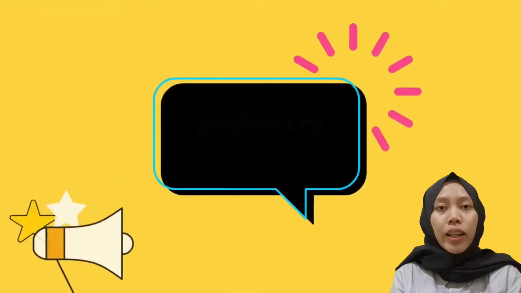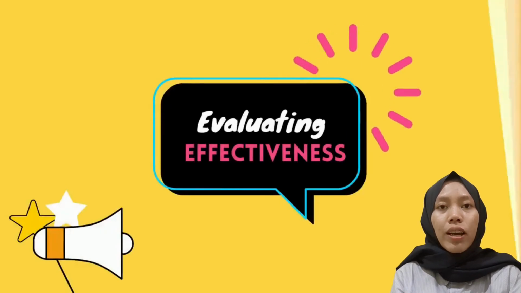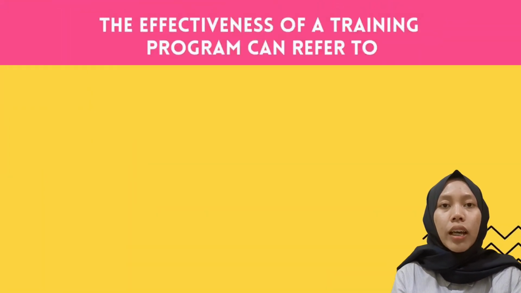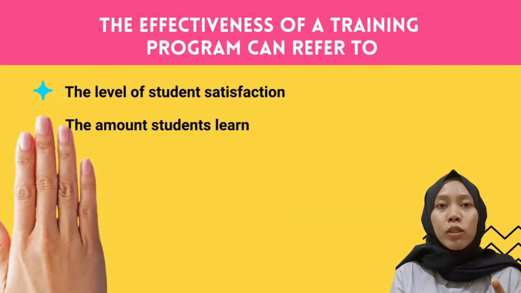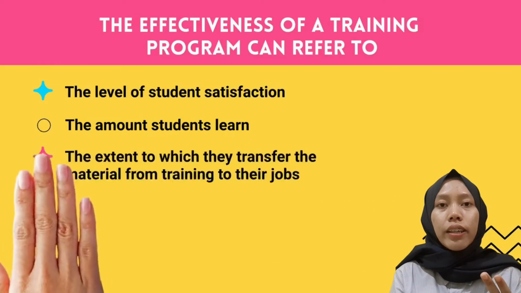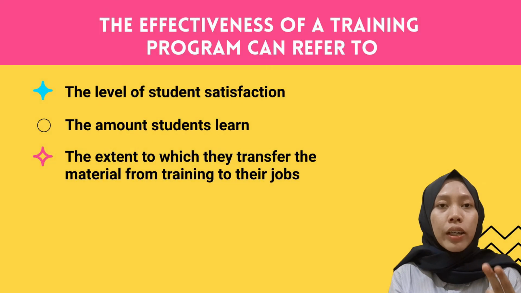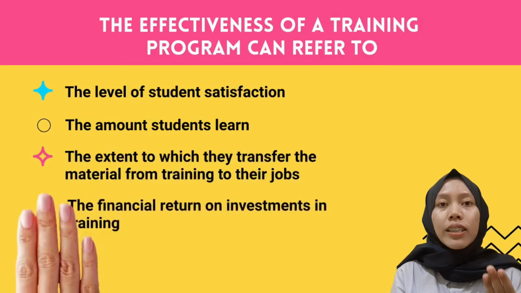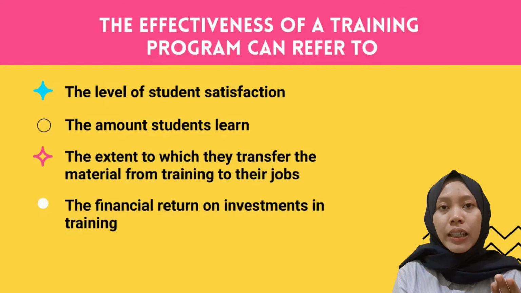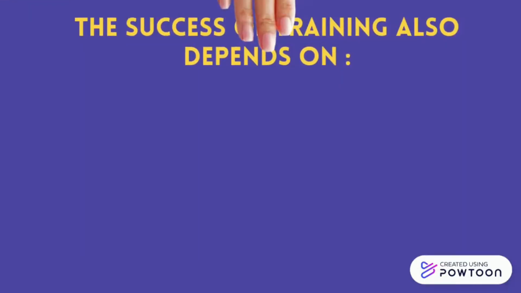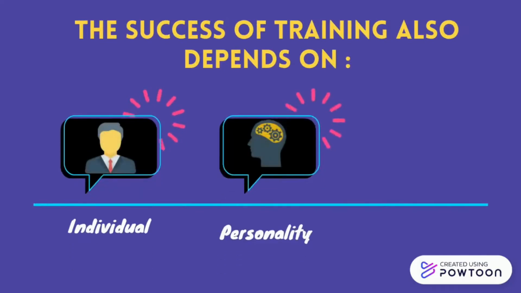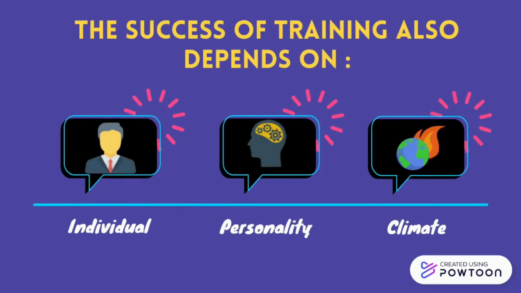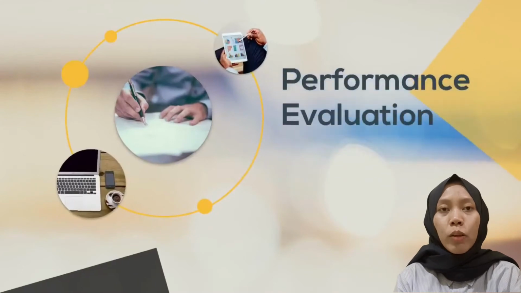And the next is evaluating effectiveness. The effectiveness of a training program can refer to the level of student satisfaction, the amount students learn, the extent to which they transfer the material from training to their jobs, or the financial return on investment in training. And the success of training also depends on first, individual, second, personality, and third, climate. And the next is performance evaluations.